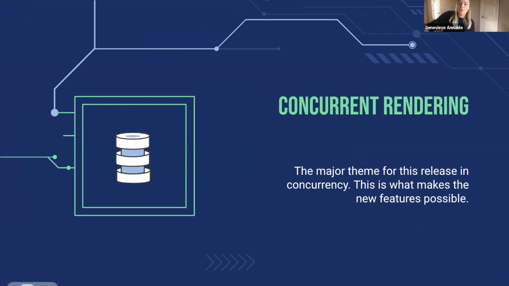All right, so before I get into each of those, you're going to hear me talk about concurrent rendering quite a bit in this talk. The major theme of this release is concurrency, which is just the ability to execute multiple tasks simultaneously. This is a new opt-in mechanism that's been added to React 18. This is what is going to allow React to prepare multiple versions of the UI at the same time. This change is mainly behind the scenes, but it unlocks a lot of new possibilities that improve both real and perceived performance of your application.